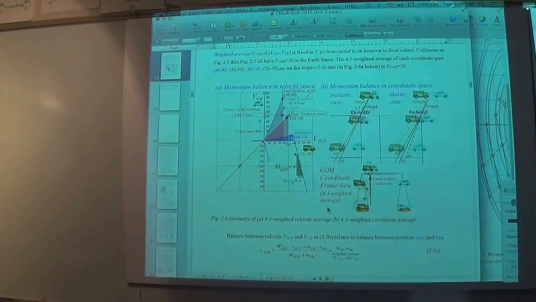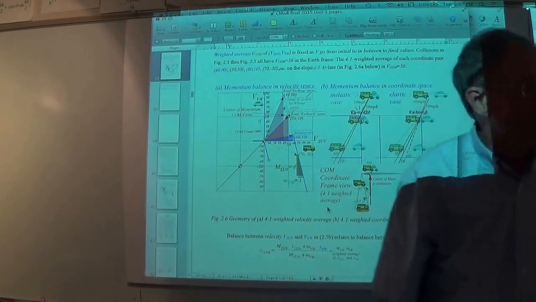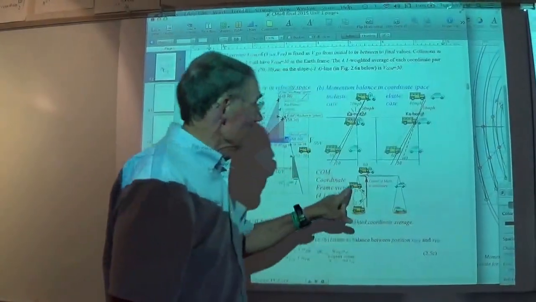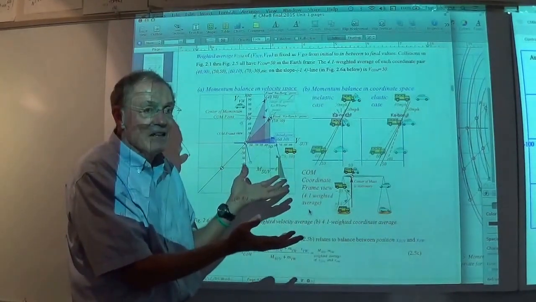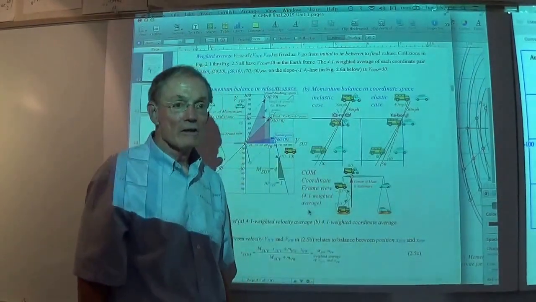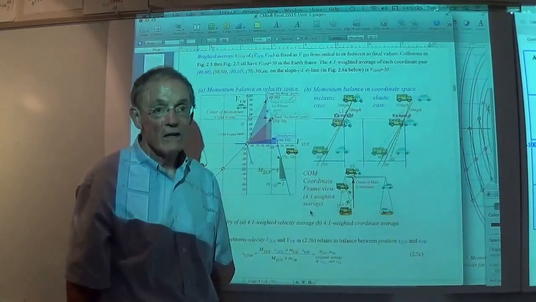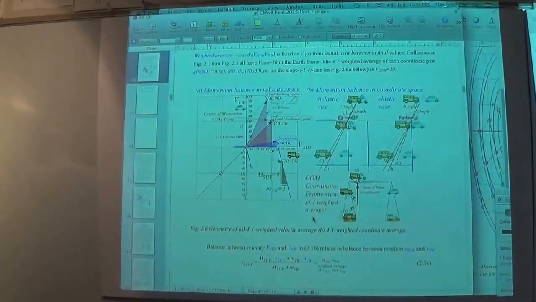The center of momentum that involves velocity is in this plot. But you could imagine a scale containing those two cars coming together, and you're holding it at the center of gravity. That would be the location of the center of momentum that we're talking about over here. Again, a little bit of a subtle point, but worth noting. That's the kind of balance we're used to in statics, right? Here it's going on in dynamics, you see, in a velocity space.